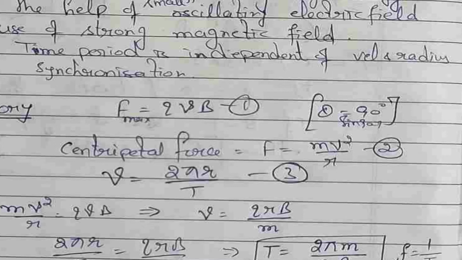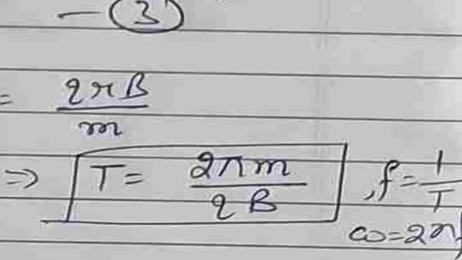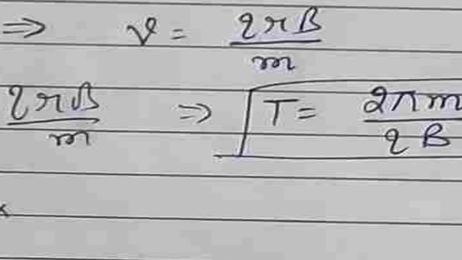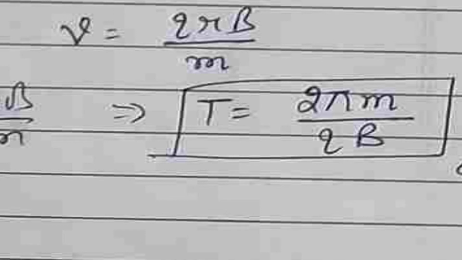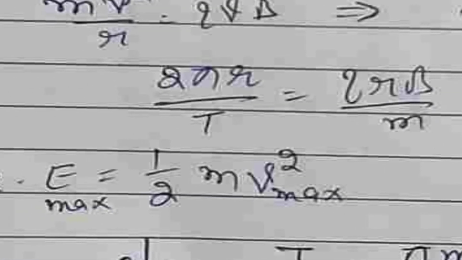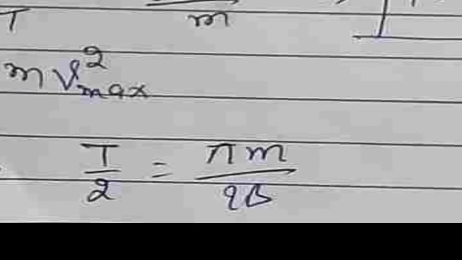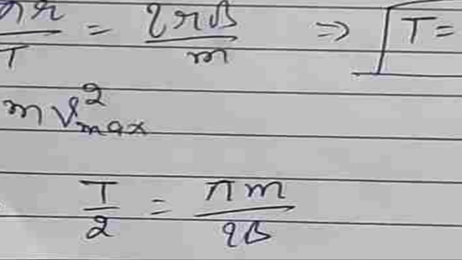So compare 1 and 2, you will get the velocity v equal to qrB by m. Put v equal to 2 pi r by T, you will get the value of the time period, 2 pi m by qB. You can calculate the frequency or angular frequency of the charged particle. Here it is clear that the time period is independent of velocity and radius. The more the velocity, the more the radius. Calculate the maximum radius, calculate the maximum velocity. You can calculate the maximum kinetic energy, that is equal to half mv square. Also consider half of the time period, T by 2, that is pi m by qB.